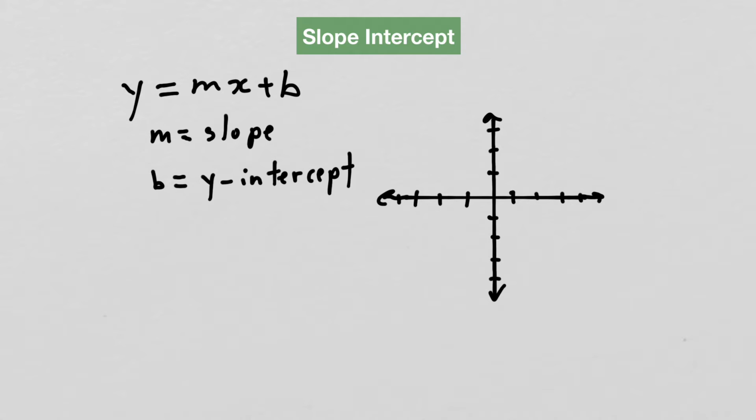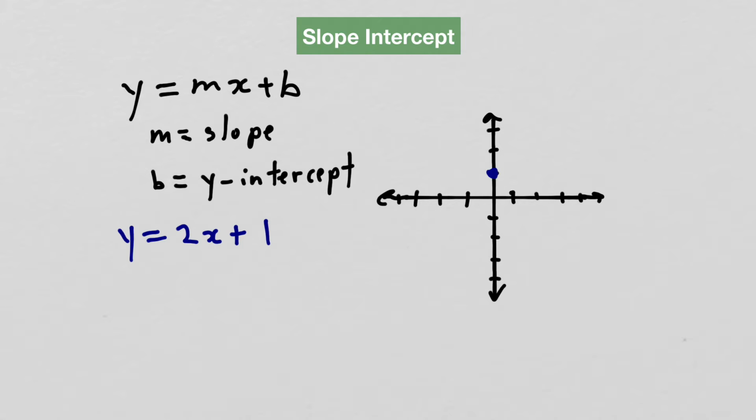Let's suppose we have the equation y equals 2x plus 1. Okay, so the way to graph this is start with the y-intercept. In this case, the y-intercept is 1. And that represents the point on the y-axis where the function crosses it. So we're going to put a dot at 1 like this.